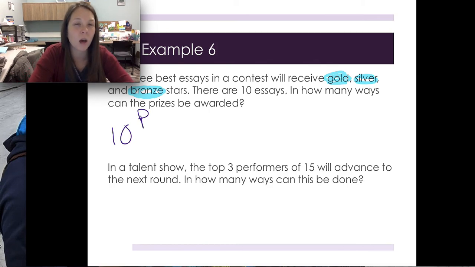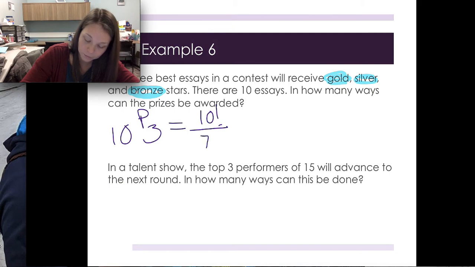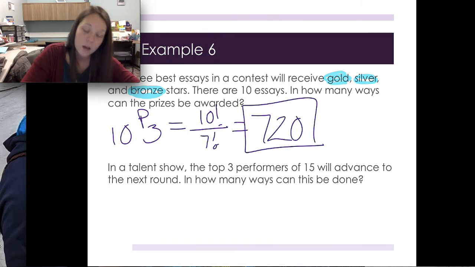And now we have to think, well, how many are we selecting? Well, we have 3 prizes, so that'd be 3. And we get 720. For the next one, in a talent show, the top 3 performers of 15 will advance to the next round. And how many ways can this be done?